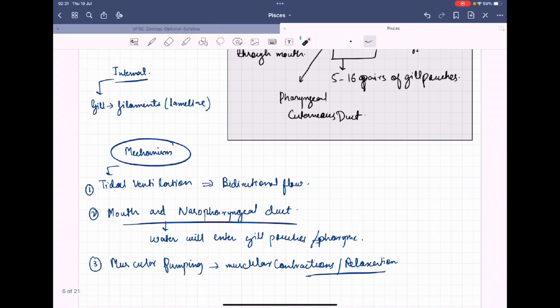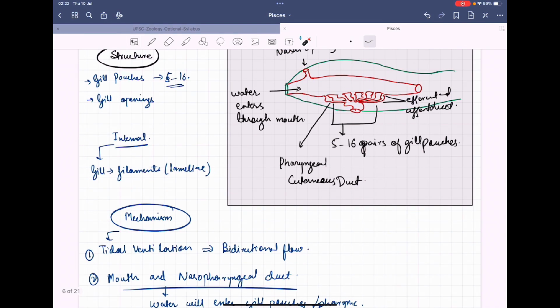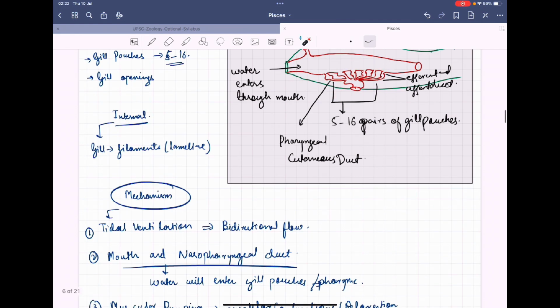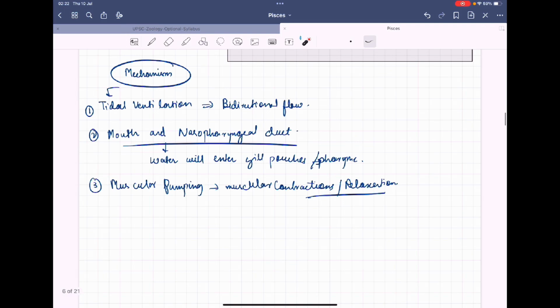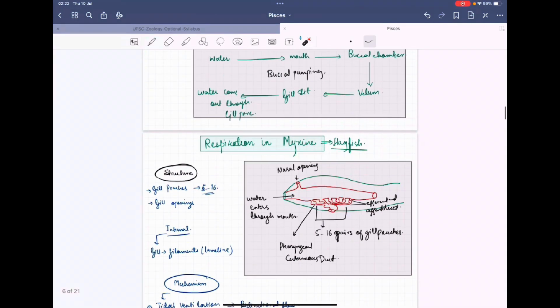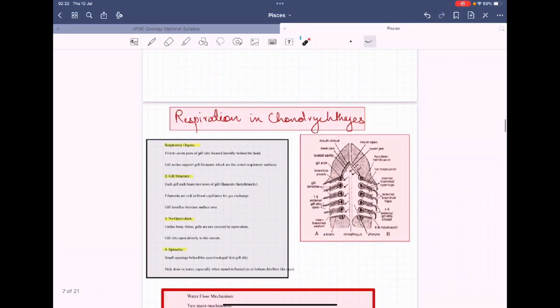The mechanism is tidal ventilation, a bidirectional flow. As I told, there is tidal ventilation, so from the same opening the water will enter and go out of the body. The mouth and the nasopharyngeal duct also get involved in the respiration. The water will enter the gill pouches and the pharynx, and then there will be exchange of gas. Muscular pumping also takes place, through muscle contraction and relaxation. So this is how Myxine respires.